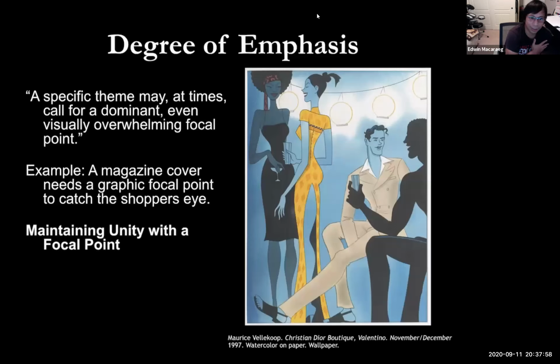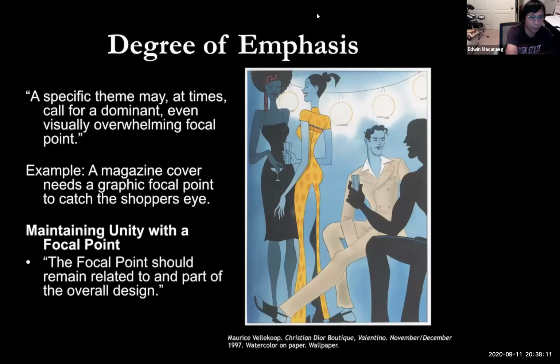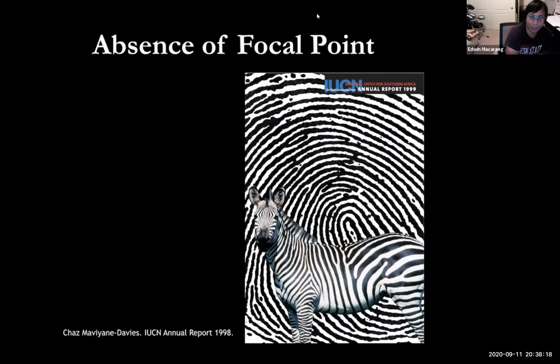Okay, and here the artist is maintaining unity with a focal point. We talked a little bit about unity during the last chapter. I hope this is going to add on to what you guys are already doing. Okay, the focal point should remain related to and part of the overall design. Now we're going to talk a little bit about the absence of a focal point.